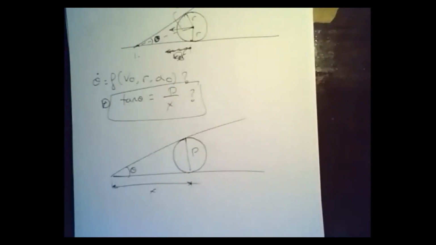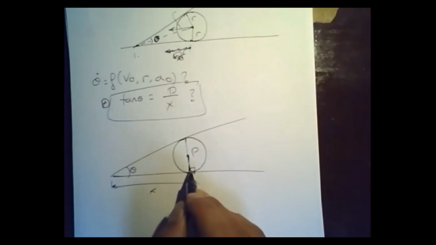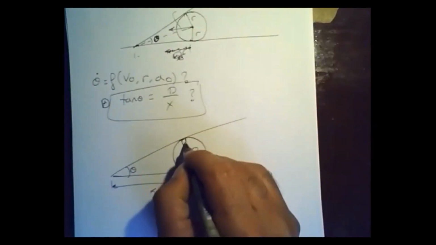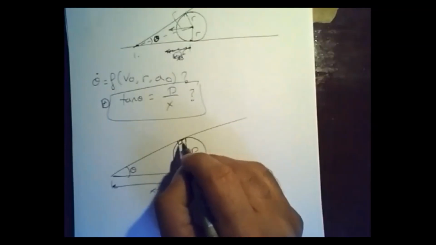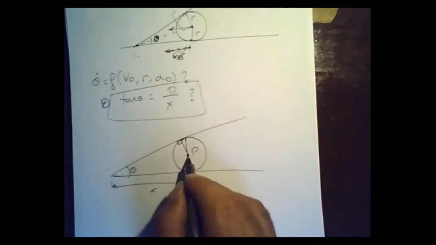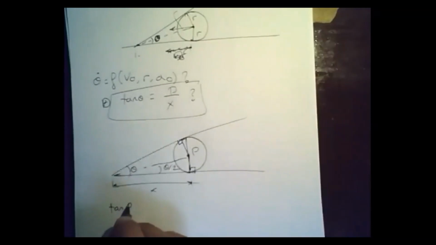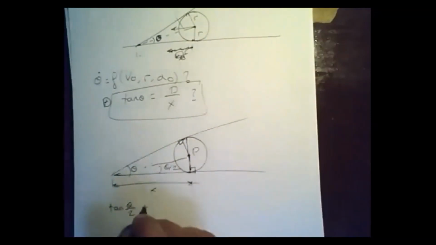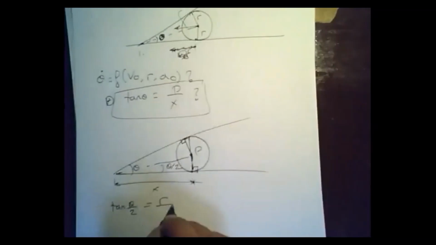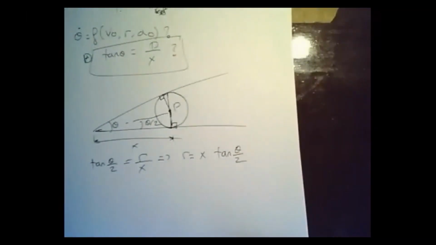Yes, it is. I think not quite. Why? Because the radius has to be perpendicular over here, and then it's actually perpendicular over here, right? It's not up. It is in that direction. The tangent will actually look like that. So you cannot say tangent theta is equal to d over x. You actually have to say tangent theta over 2 is equal to the radius, opposite divided by the adjacent, so r over x. So r is equal to x multiplied by tangent theta over 2. This is the correct relationship.